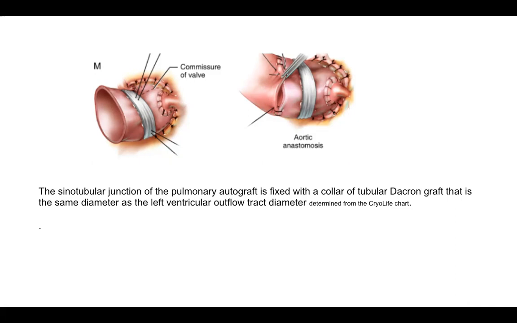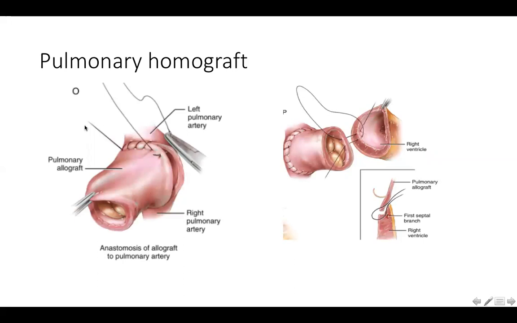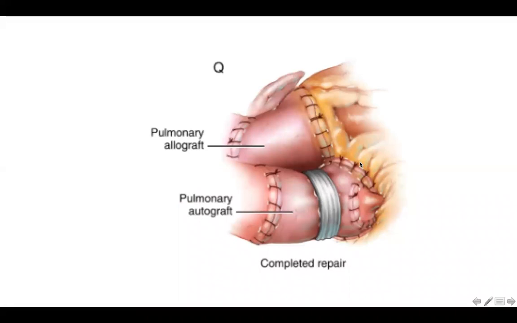Then after that, anastomosis of the pulmonary homograft. You bring the pulmonary homograft and start to attach it to the RVOT, starting from the anterior wall, and then in the posterior wall you take a partial thickness of the RVOT wall to avoid damage to the septal branch. And then you will end with this picture. Any question?